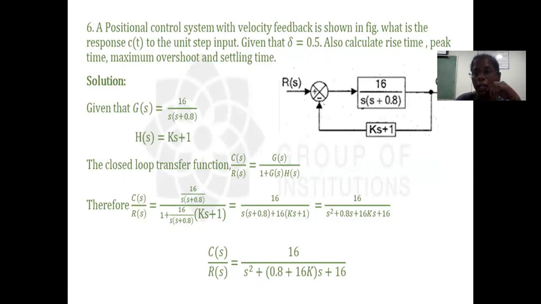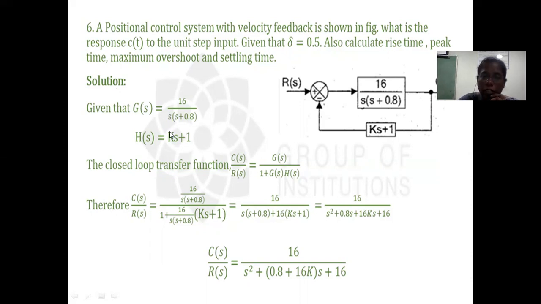Here let me take a problem of a second order underdamped case, and we'll see how to get the time response of that system, and also the other specifications like rise time, peak time, settling time, and peak overshoot. This is the block diagram given, and it is a closed loop system. G of S is 16 by S into S plus 0.8, and the feedback gain is Ks plus 1.